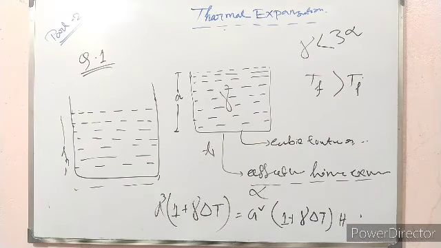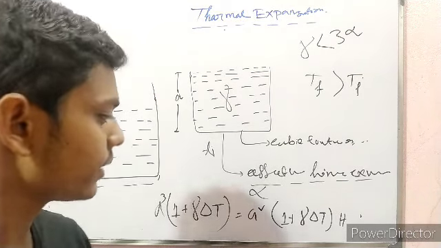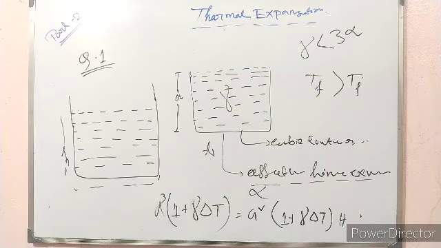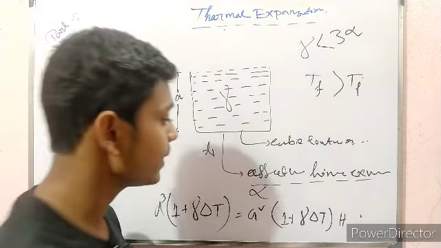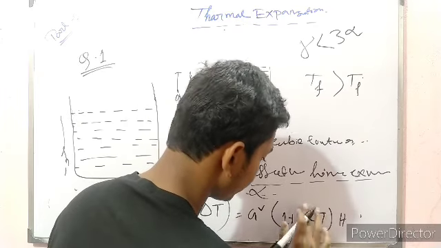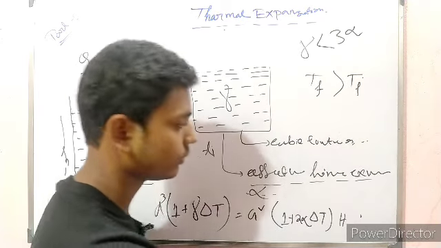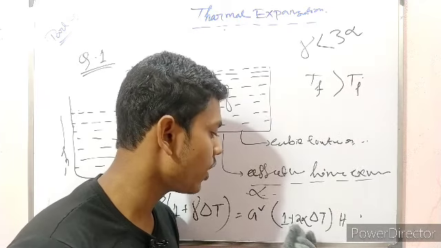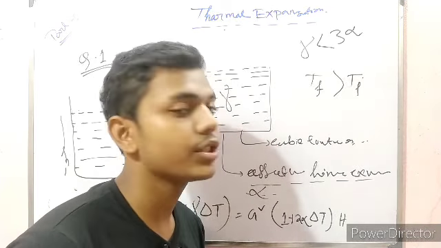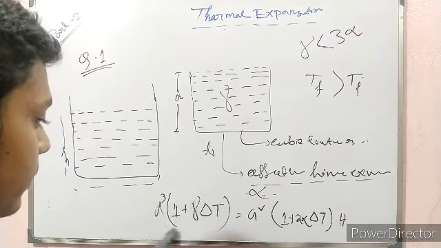You can also write this here and this is also here. This is a simple thing. I hope it is clear. Am I right? No, that is not gamma, because it says linear expansion, which means there is 2 alpha. So I say that a square into 1 plus 2 alpha delta T into H. I hope it is clear.